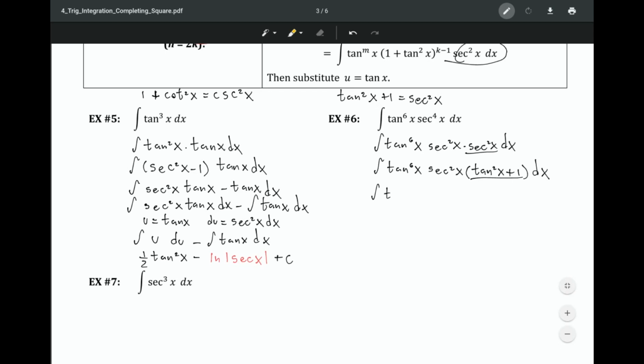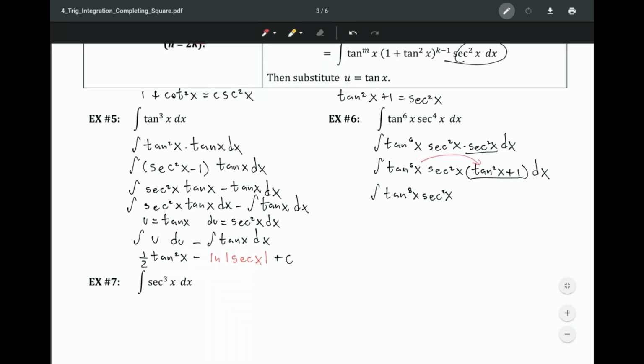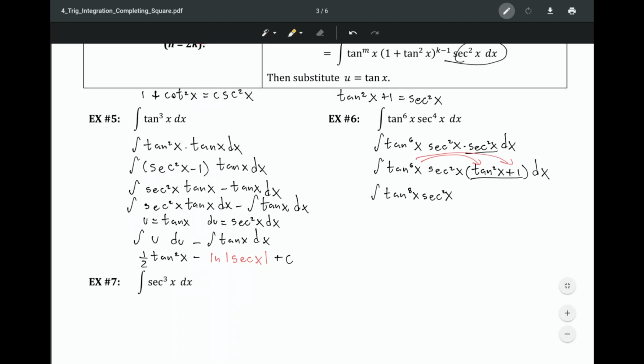So this is going to be tangent to the power of 8x secant square x. And then I'm going to distribute. So again, just to make sure we're on the same page here, I'm distributing that to this and to that. Okay. All right. So plus tangent to the power of 6x secant square x. Okay. So I'm just rewriting that part.